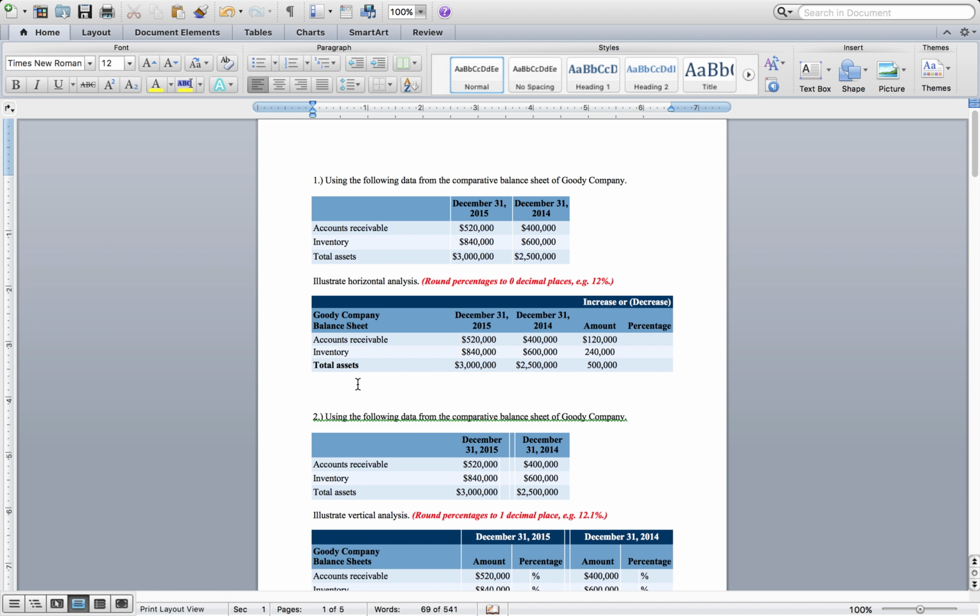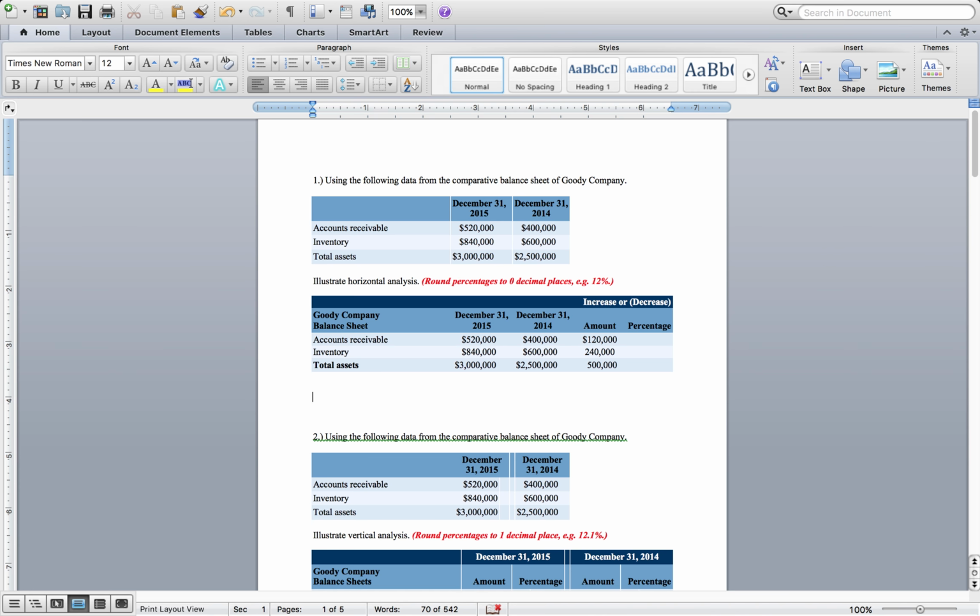Now the next part says you want to get the percentage increase for each one. So remember, to get the percentage increase, take the amount of the difference. We'll start with accounts receivable. Take the $120,000, and then divide by the original amount, which was the amount we started with, which is 400,000. That'll be 0.30, or in this case, 30%. So now we know it went up by 30%.